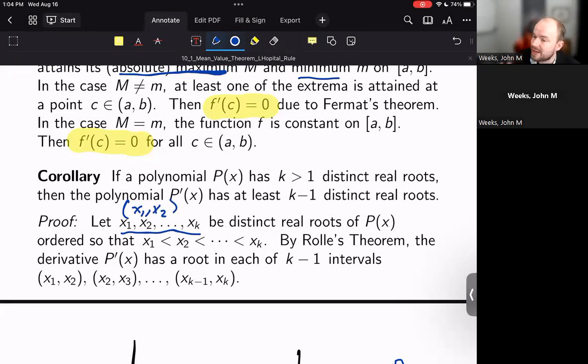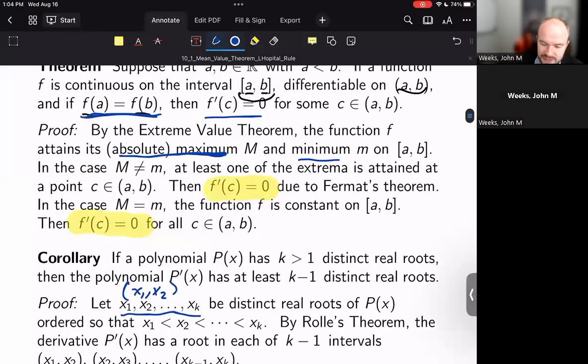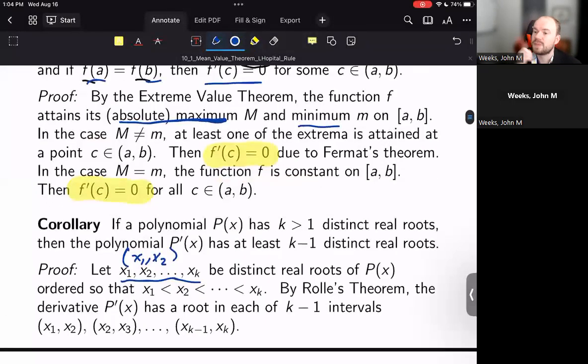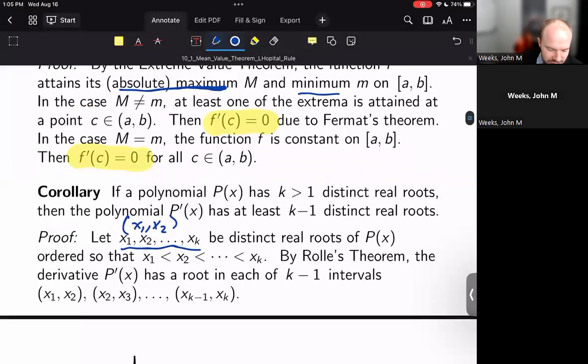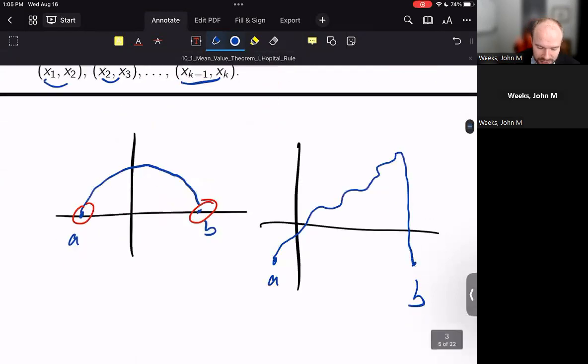That's because p of x1 equals p of x2 equals 0. So you automatically satisfy this other condition here. Of course, polynomials are continuous and differentiable everywhere, so that satisfies every condition in that theorem. So that gives us k minus 1 pairings of each of these real roots. Well, when p prime of x is equal to 0, that's exactly what we mean when we say p prime has a real root there. So that gives us the entire corollary.